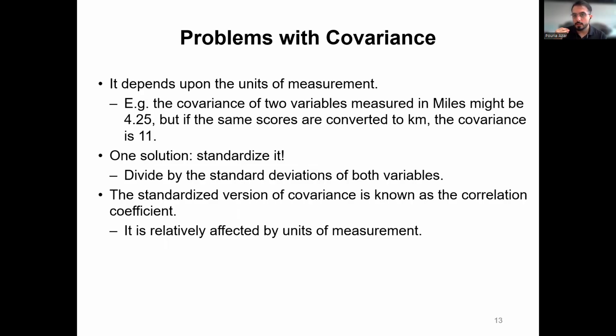covariance highly depends on the units of measurement. For example, the covariance of two variables measured in miles might be 4.25. But if the same scores are converted to kilometers, the covariance is 11. So how can we interpret this? Depending on the units of measurement, the covariance varies a lot. How can we interpret this? That's a problem with covariance.